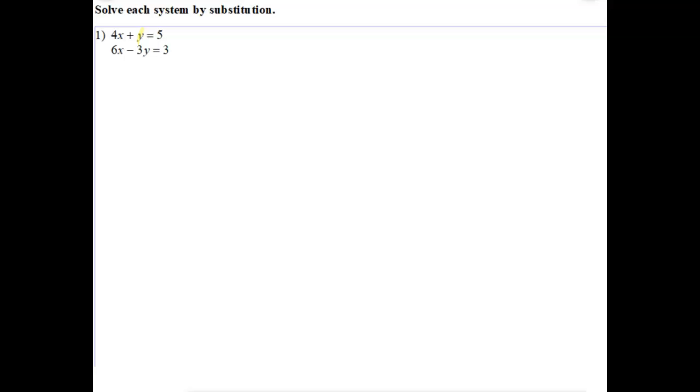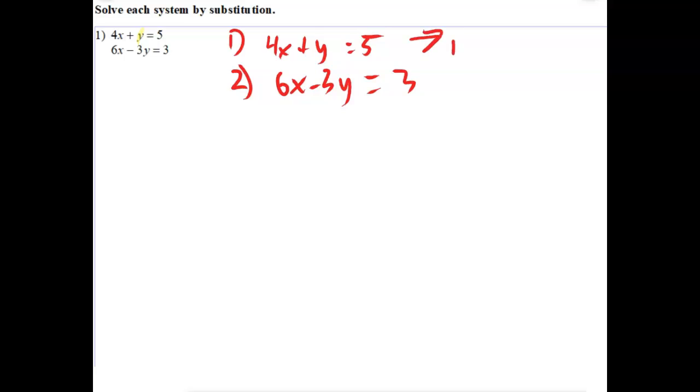So what I tend to do is number my equations. Equation 1 is 4x plus y equals 5. And equation 2 is 6x minus 3y equals 3. Because you do want to keep straight which one you've used already and which one you haven't. So I'm going to change equation 1 around. I'm going to isolate the y.